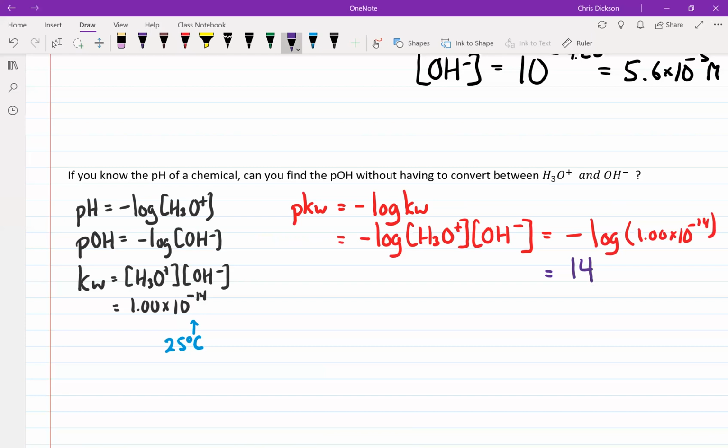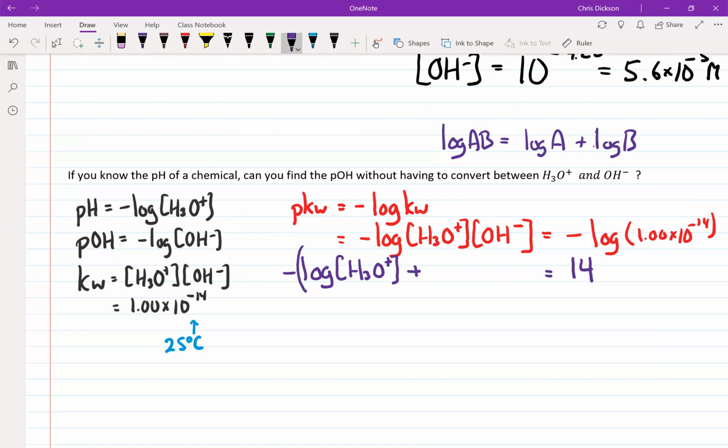Okay. Now, here's the tricky part. If I take the negative log of hydronium multiplied by the hydroxide, you have to know a little bit of log laws here. And that is the log of A times B equals the log of A plus the log of B. So I'm going to factor the negative out. And then this is going to be the log of the hydronium plus the log of the hydroxide.